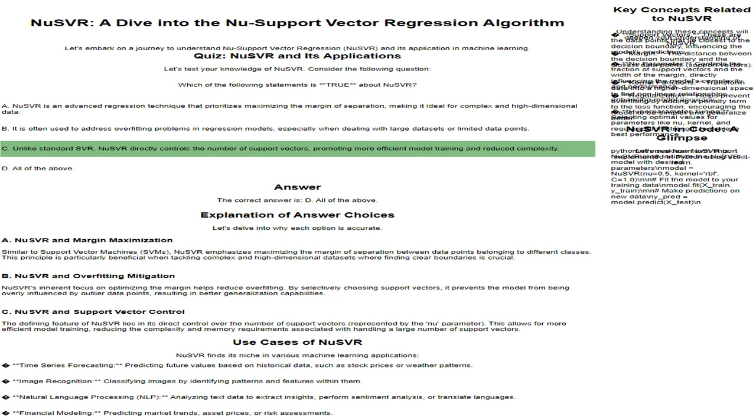C. Unlike standard SVR, NuSVR directly controls the number of support vectors, promoting more efficient model training and reduced complexity. True. NuSVR directly controls the number of support vectors through the nu parameter. This allows for more efficient training and reduces the complexity of the model, as it needs to manage fewer support vectors compared to standard SVR.